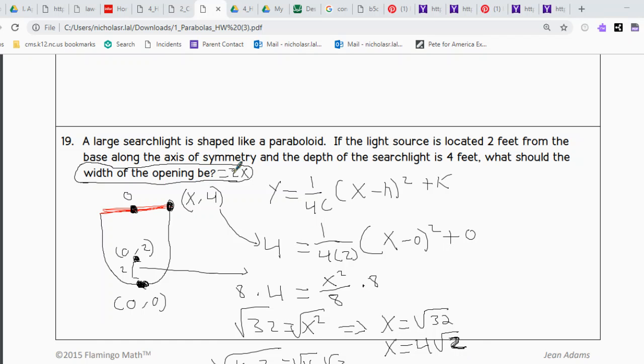What's the width of the opening? Yeah, so the width of the opening is 2x. If x is equal to 4 root 2, then 2x is equal to 2 times 4 root 2, which is equal to 8 root 2, which is the width of the opening.